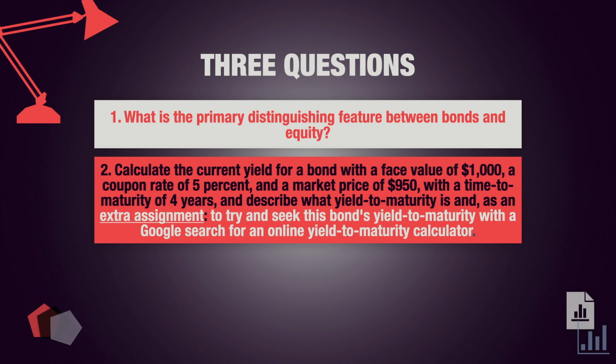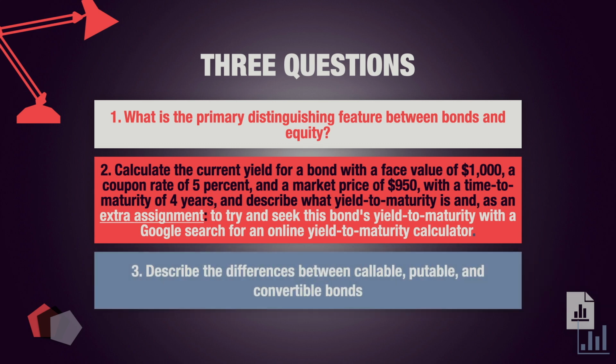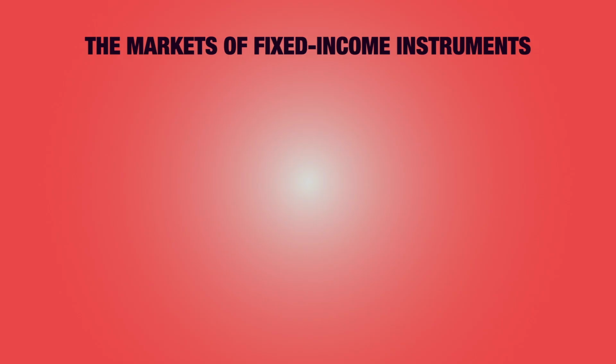And, as an extra assignment, try and seek this bond's yield to maturity with a Google search for an online yield to maturity calculator. Describe the differences between callable, puttable, and convertible bonds. Remember that you can follow along using the PDF file enclosed.